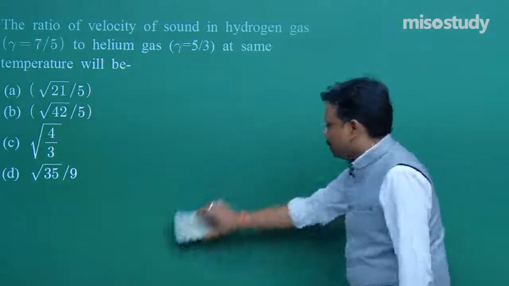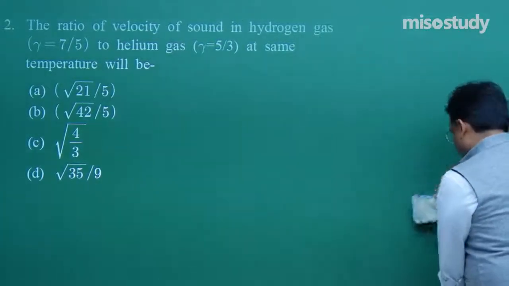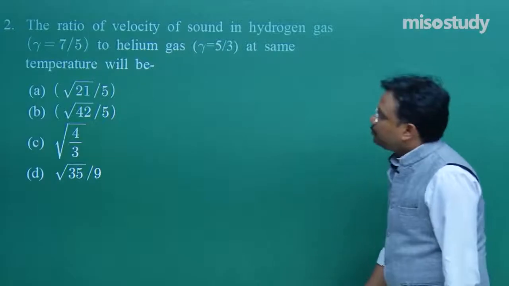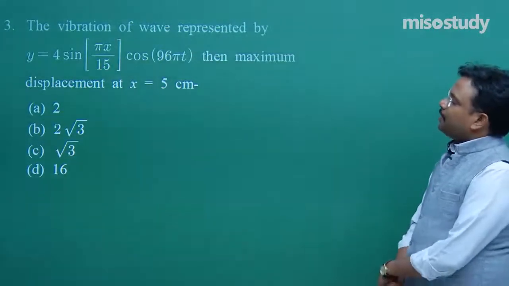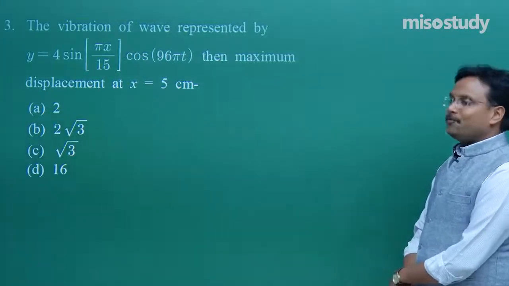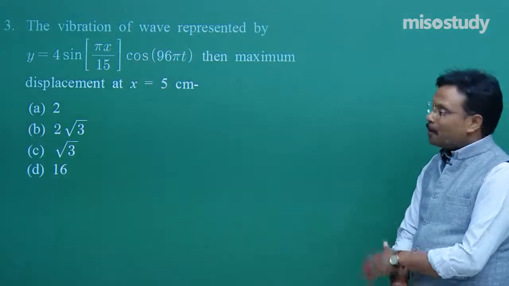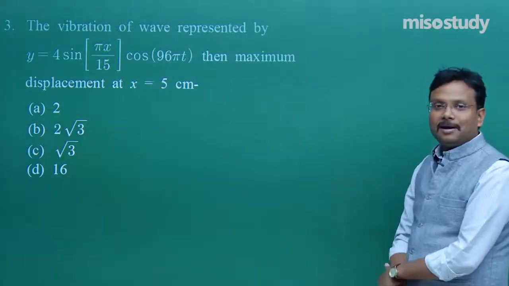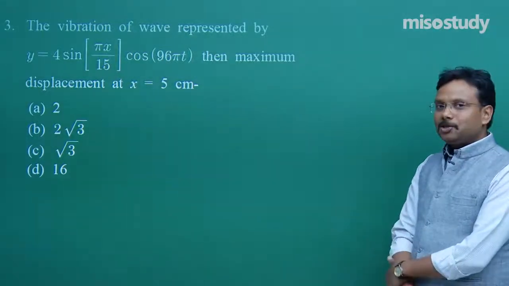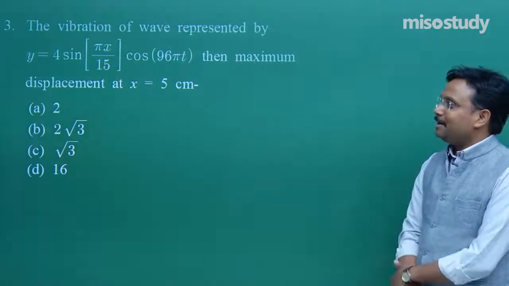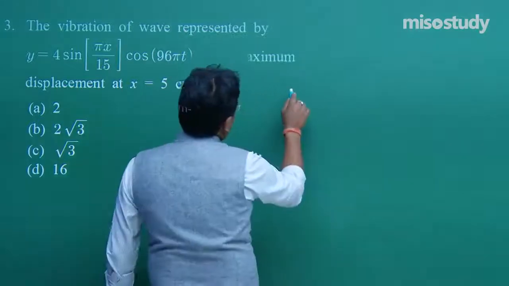Next comes question number 3, and this question number 3 is based upon a very important concept. What is that question number 3? The vibration of wave represented by y is equal to y naught sin kx cos omega t. What I said, I did not read this equation, I mentioned the standard equation. Fine. Then maximum displacement at x is equal to 5 centimeters. Okay. So let me allow to write down that particular standard equation.